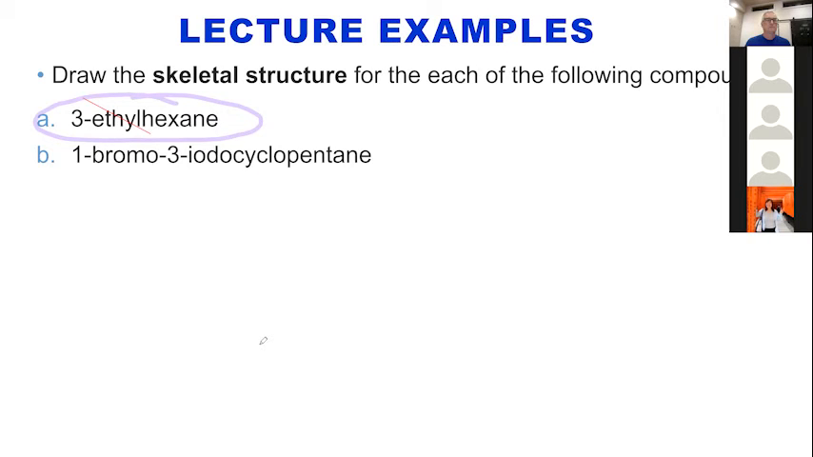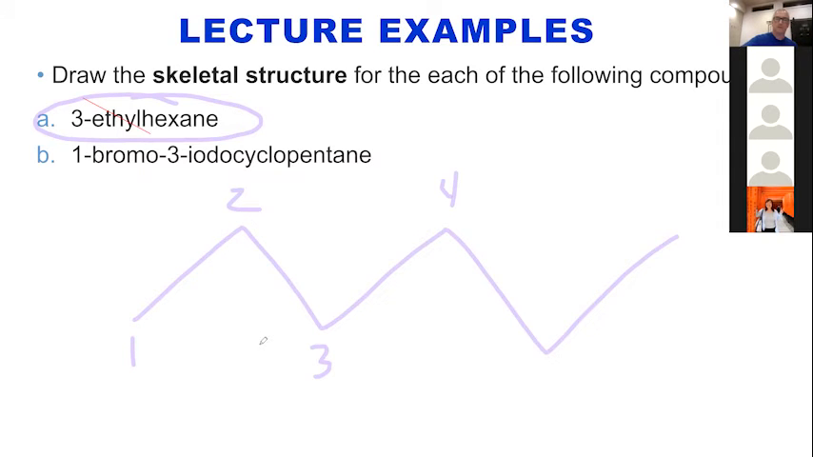Be 8 carbon. How many carbons? 8. Are you sure? What's my longest stretch in a row? Sorry, not 8. Hexane is 6. 6, right. So I go 1, 2, 3, 4, 5, 6.